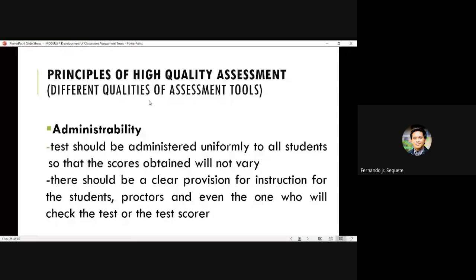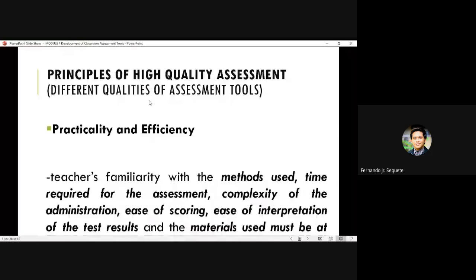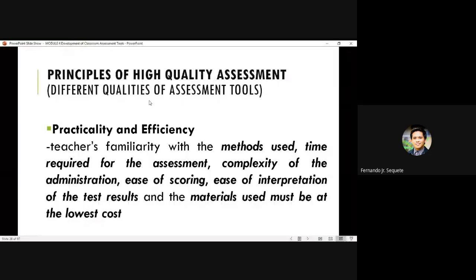Next is practicality and efficiency. So, teachers' familiarity with the methods used, and the time required for the assessment. Yes, we really needed to make sure. That is why I really practice, every time I give a quiz to my students, especially face to face, a time-pressured mechanism. So I always set a time limit in all my exams because that should be the practice, no?